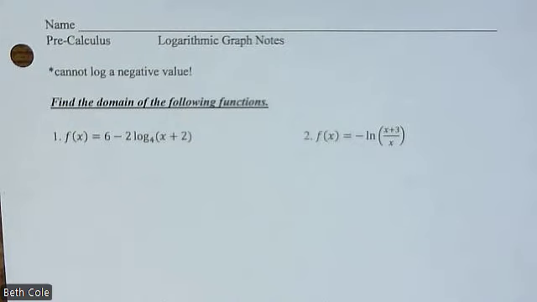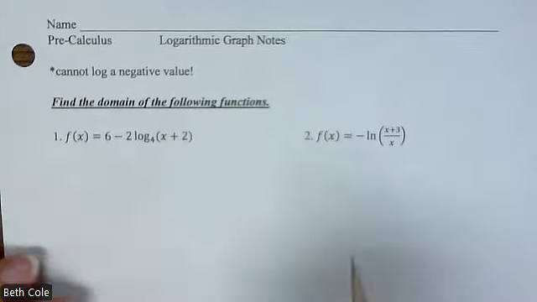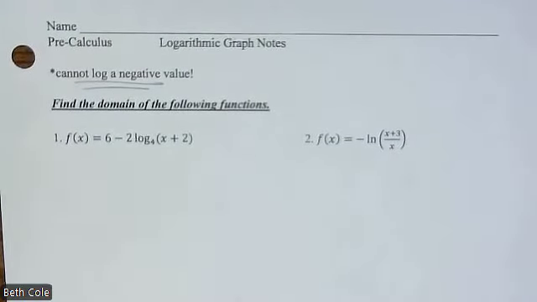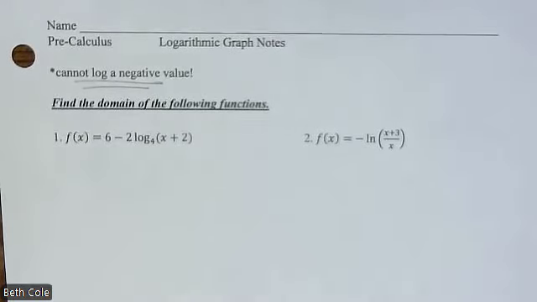You cannot log a negative value. The exponential is the swoop. The logarithm, you take the swoop and you turn it on its side, so you don't end up with a domain of everything. So just remember, you cannot log a negative number. You also cannot have a negative base. Remember that? No negative base, okay?